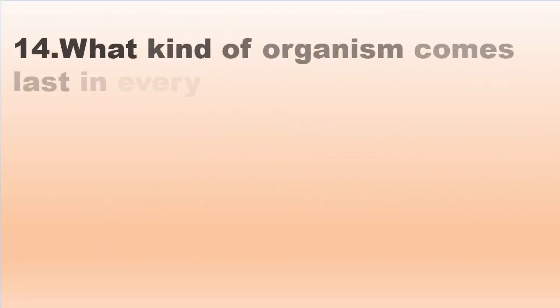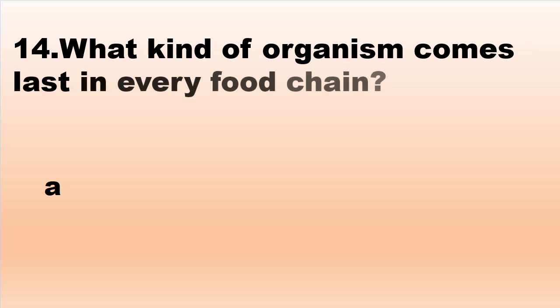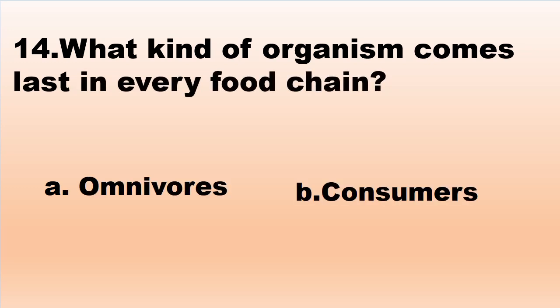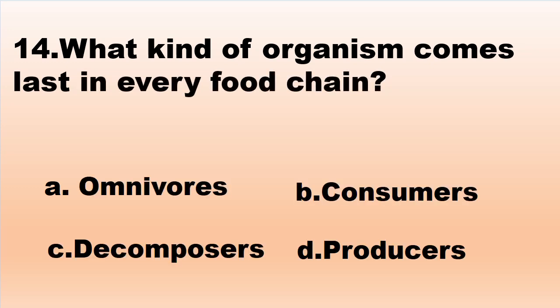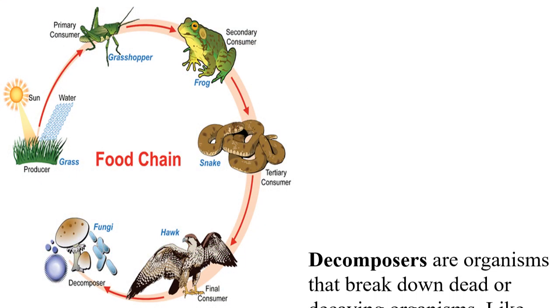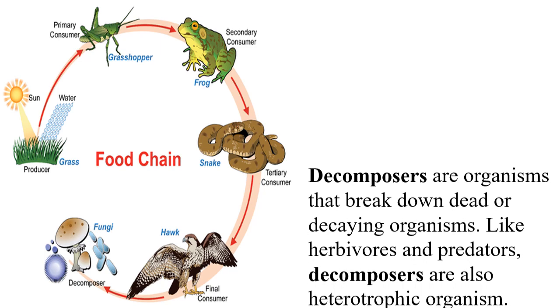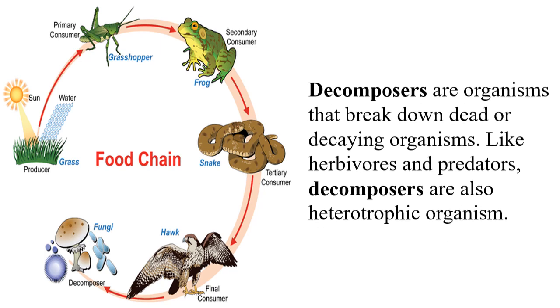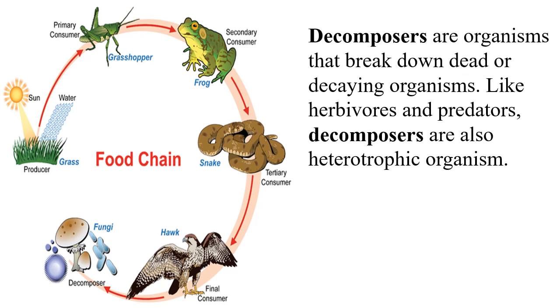What kind of organisms come last in every food chain? Omnivores, consumers, decomposers, producers. Decomposers. Decomposers are organisms that break down dead or decaying organisms. Like herbivores and predators, decomposers are also heterotrophic organisms.